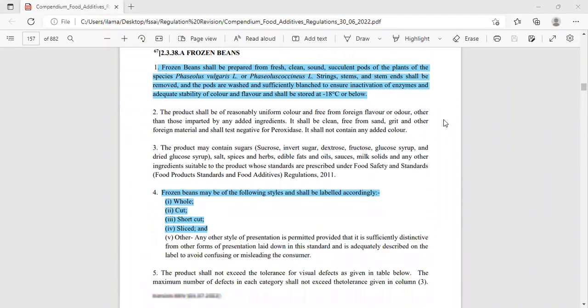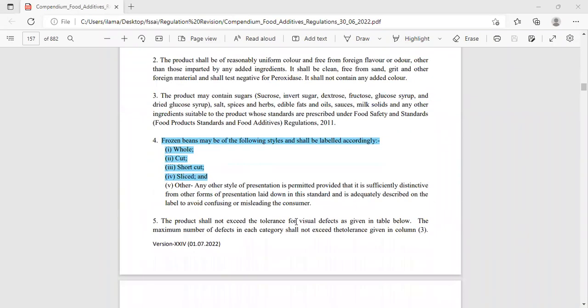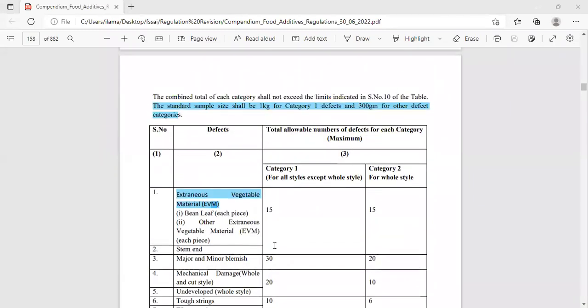Yeah, now I am continuing. Just go through whatever I underlined and know what is EVM. EVM means extraneous vegetable material.